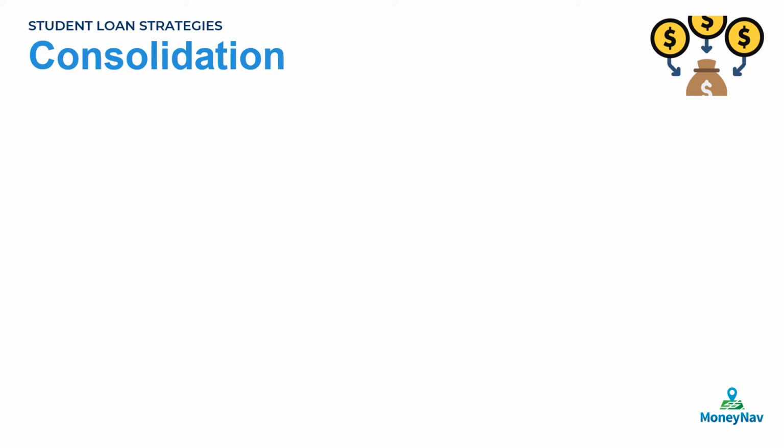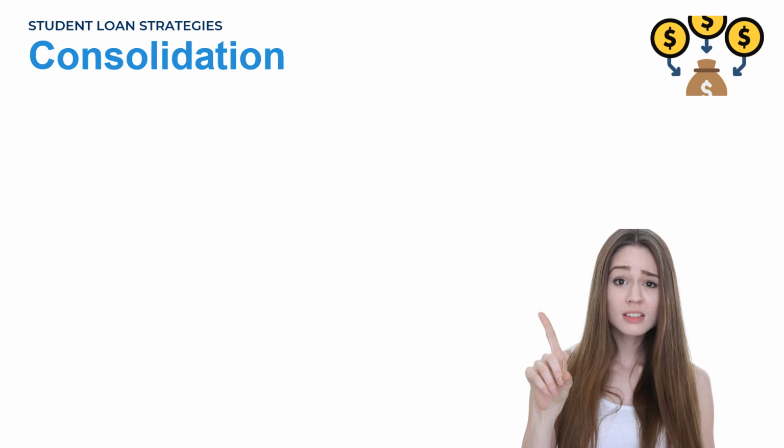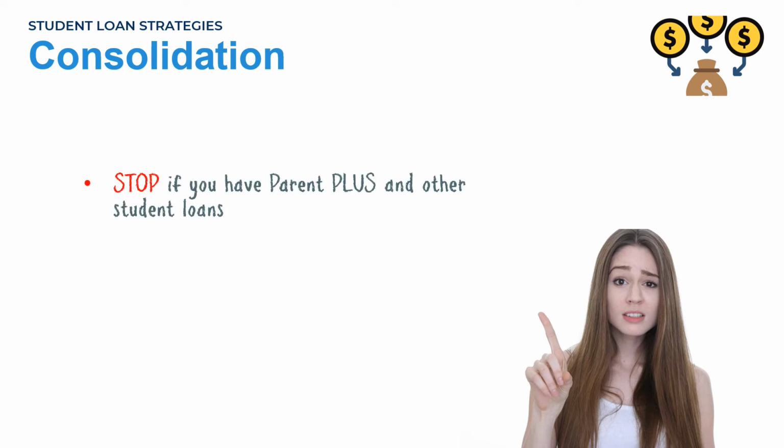If you consolidate loans incorrectly, you could lose access to forgiveness and repayment programs. So stop before you consolidate Parent Plus loans with other loans. That's because combining them means you could lose access to many income-based repayment plans, which could be detrimental to your finances. Also, stop if you're already working toward loan forgiveness, whether through the Public Service Loan Forgiveness Program, which we'll talk about in a minute, or through a repayment plan. When you consolidate, it resets the clock, which erases your payment history and thus your progress toward forgiveness.